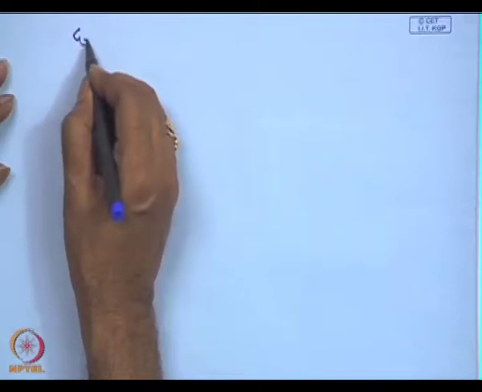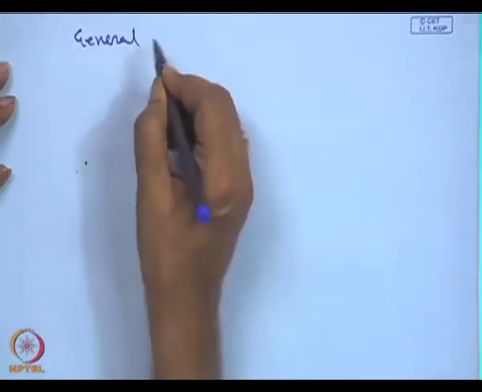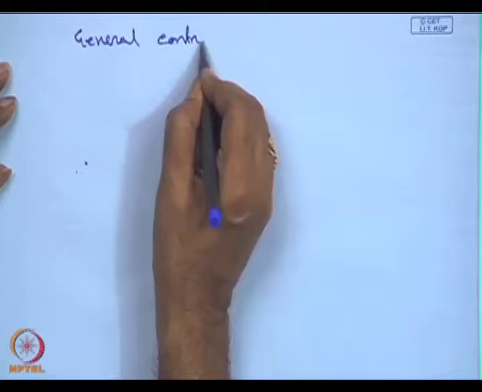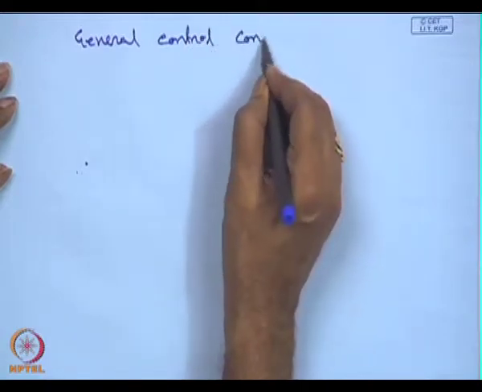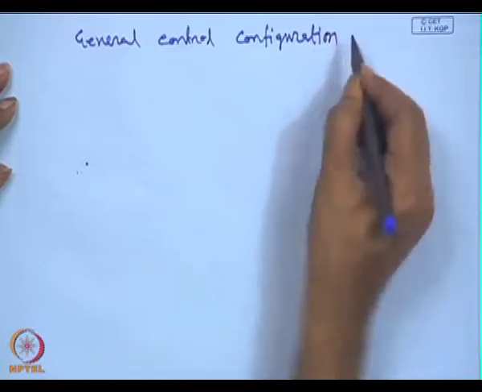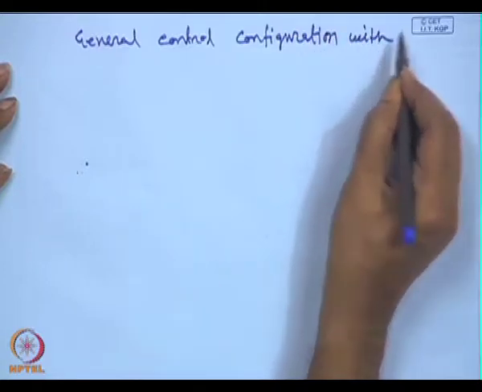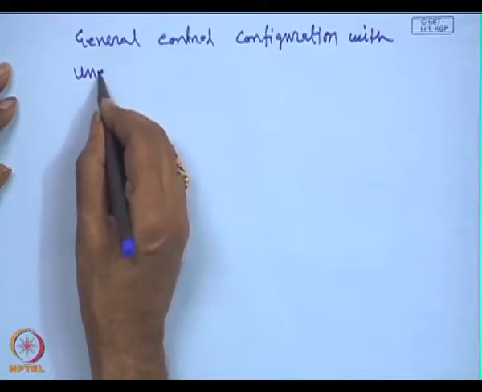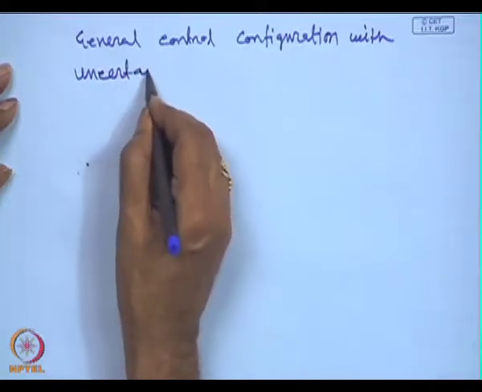So, next we will see how the perturbation involved in the system can be taken out from the plant model. So, next is general control configurations with uncertainty.